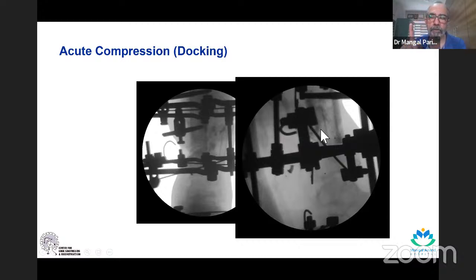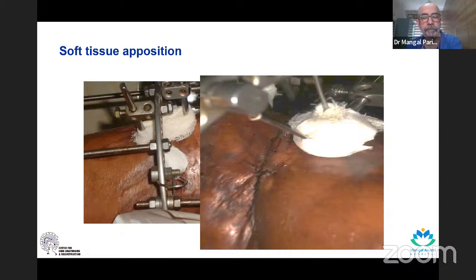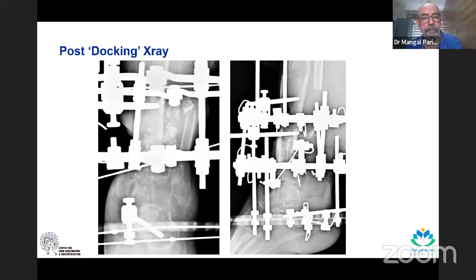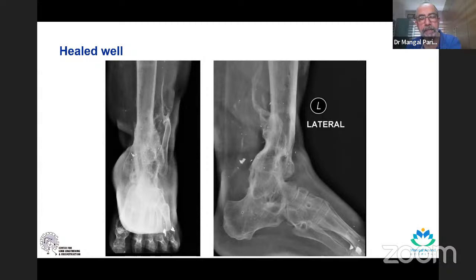For acute compression, you always have to do either a very oblique fibular osteotomy or an excision of part of the fibula. I usually prefer an oblique fibular osteotomy because I don't have to take out too much of the fibula. But essentially now we've got these fragments docked into each other, graft has been added, and we have been able to get relatively better soft tissue which is apposed to each other over that non-union area. And this is the post-docking X-ray, and that is the quality of the healing.